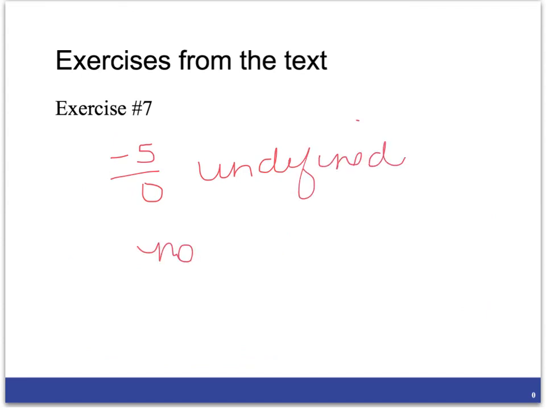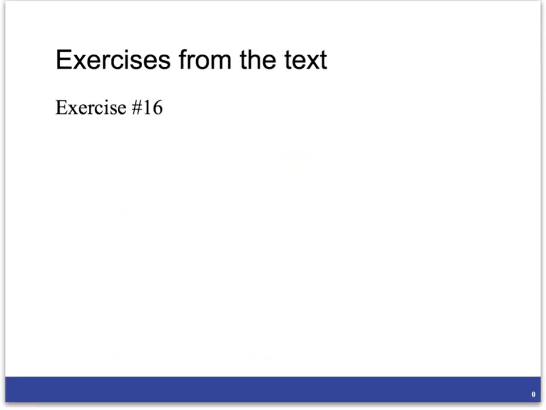Alright, exercise number 7. I have negative 5 over 0. Look where that 0 is. It's in the bottom, so it is undefined. You may see in your book not defined. I will accept either one of these answers, but those are the only ones I will accept. Number 8 is 0 divided by negative 3. The 0 is in the top, so our answer is simply going to be 0.